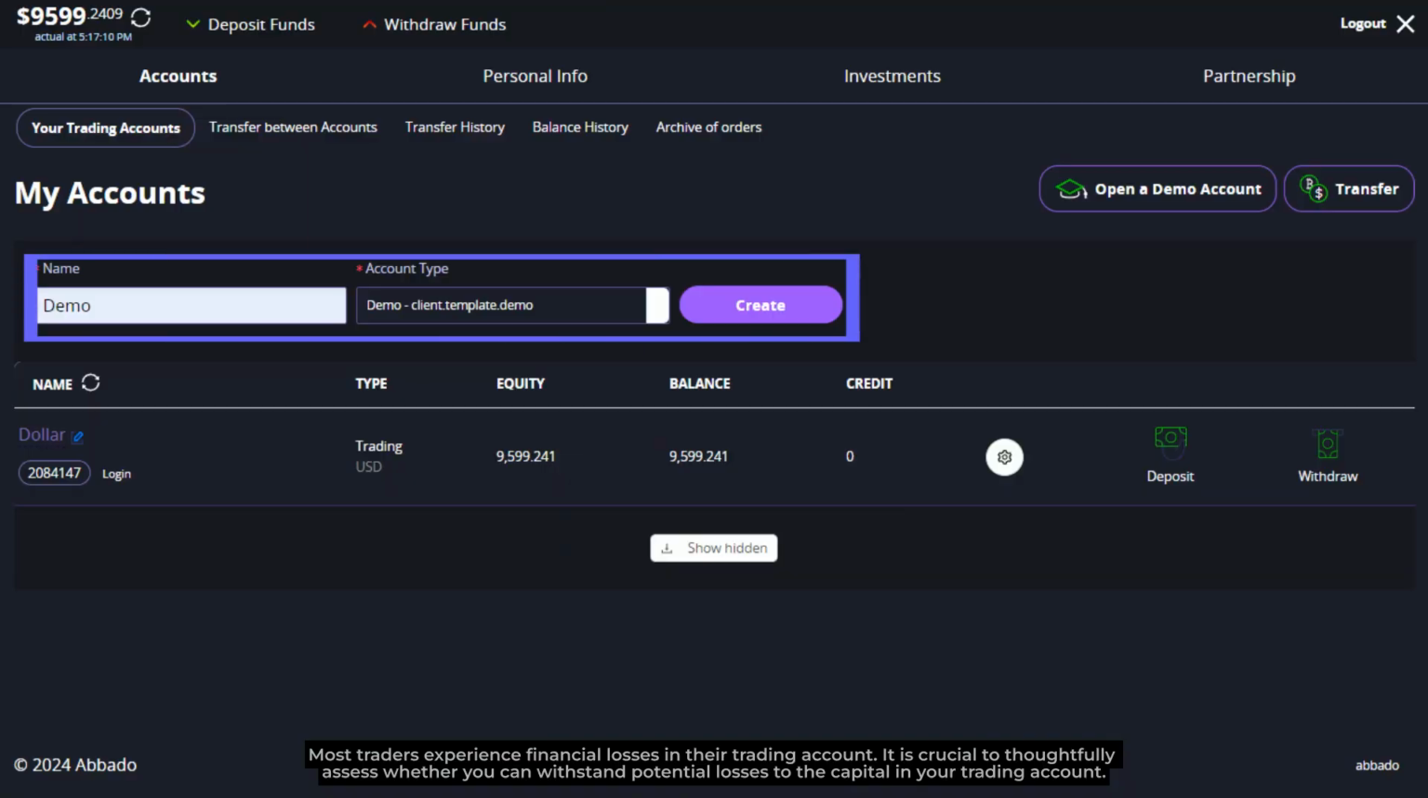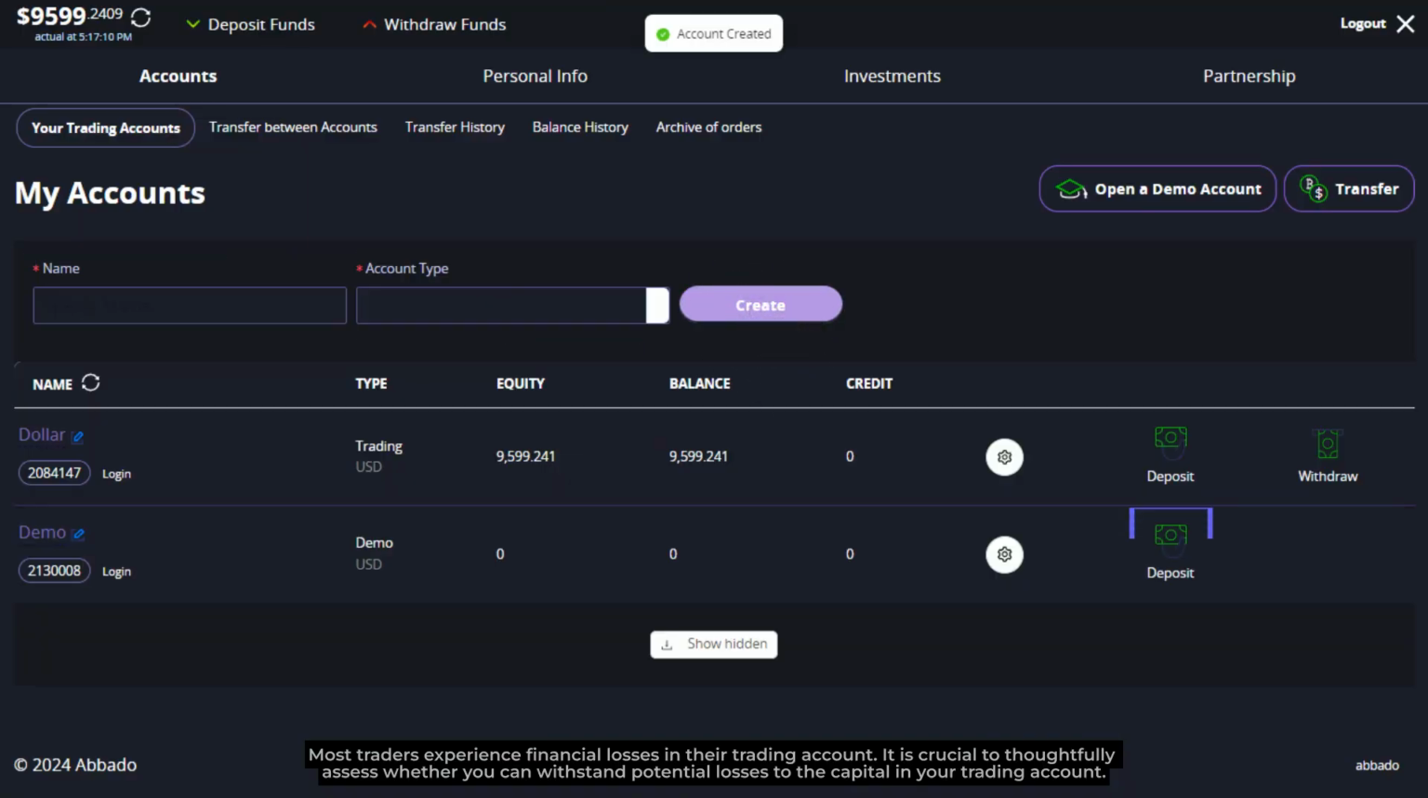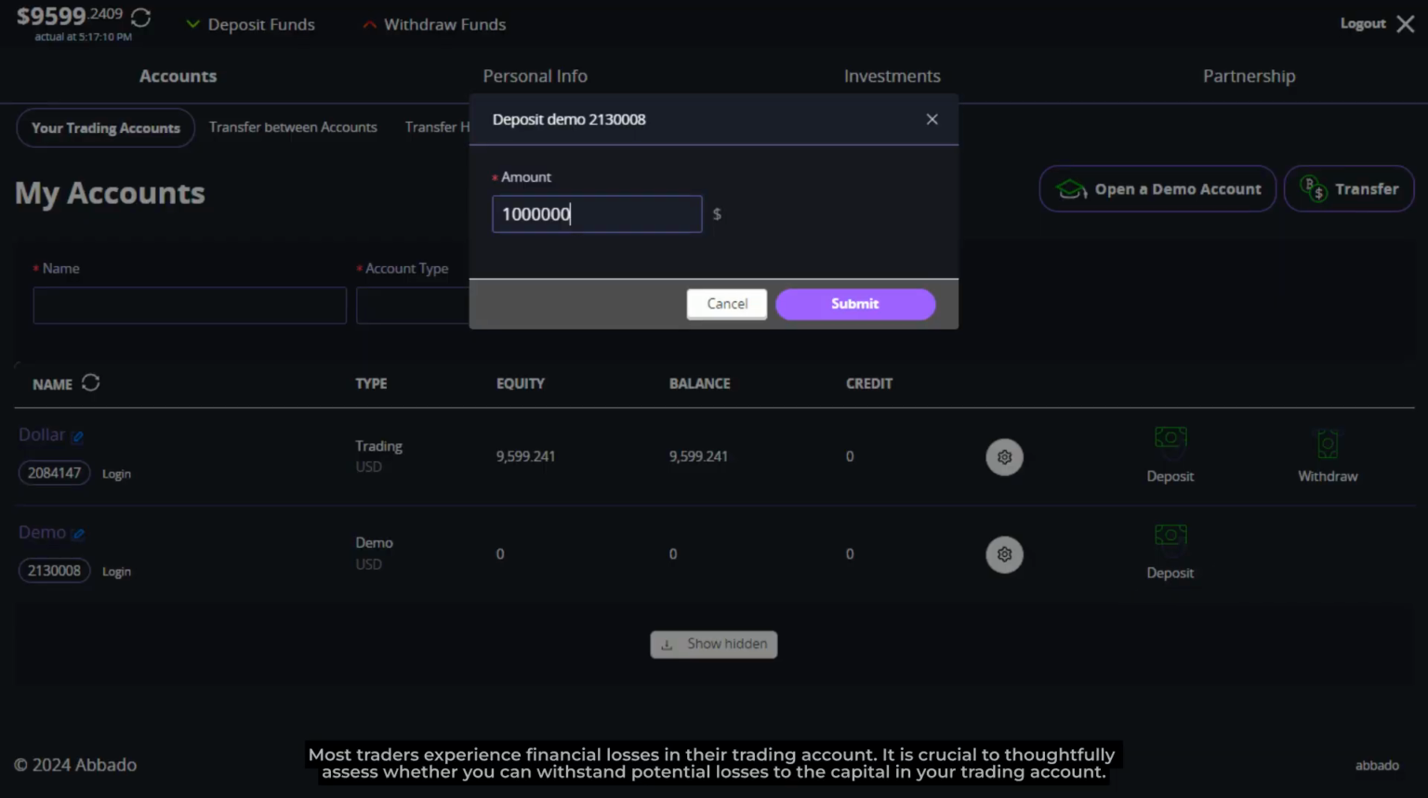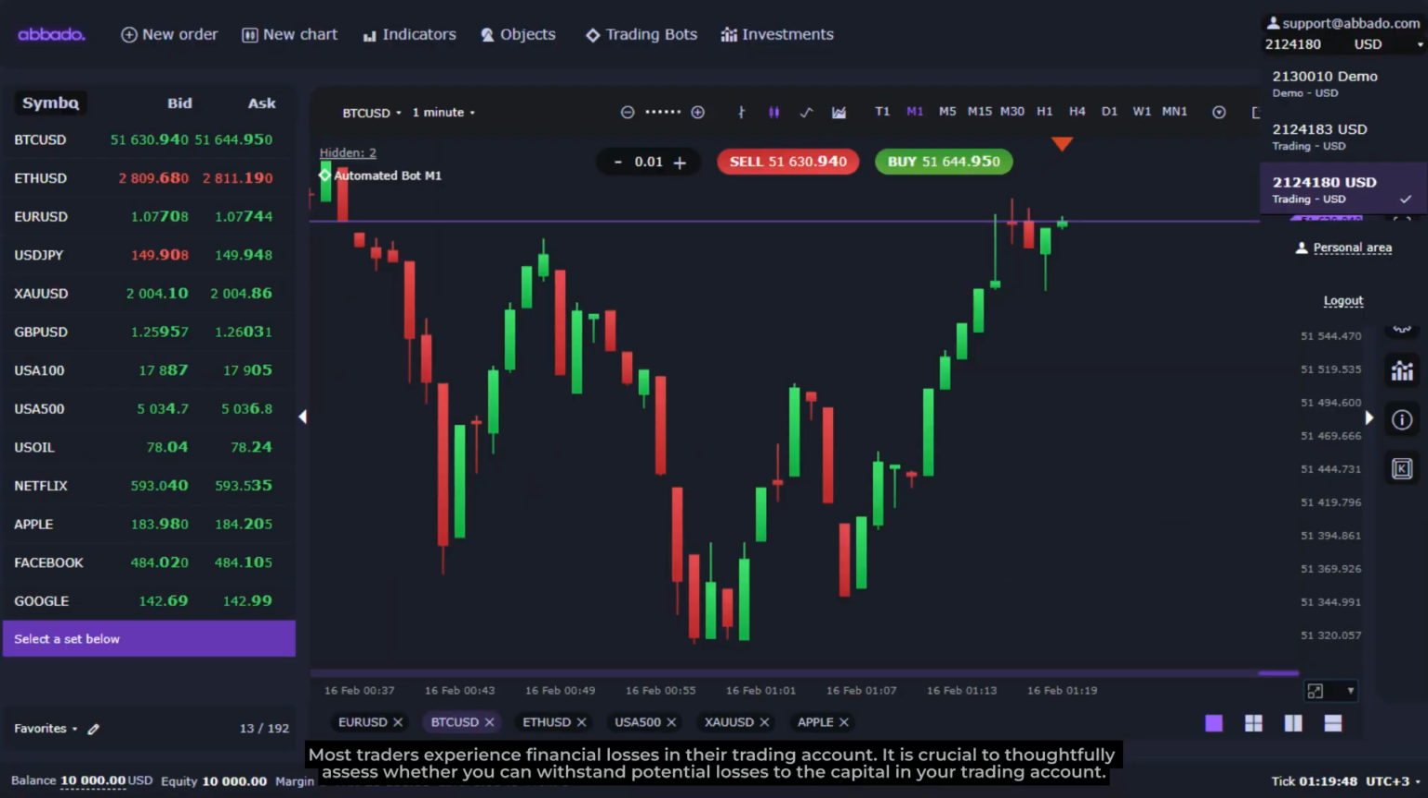Before we jump in, it's important to note that practicing with a demo account is a great way to familiarize yourself with market conditions without risking real money.